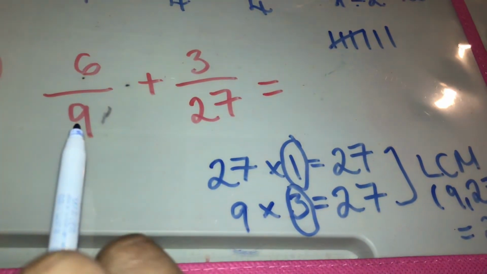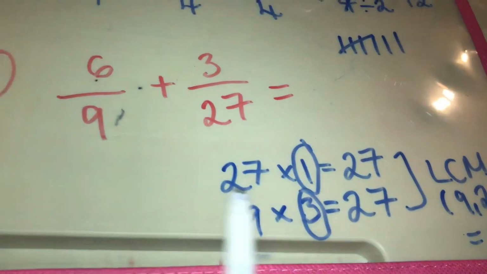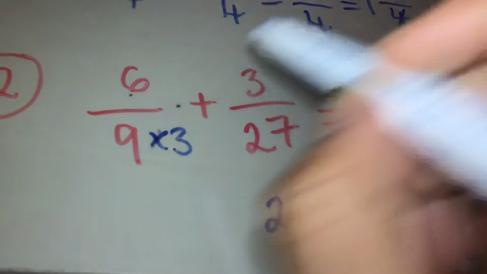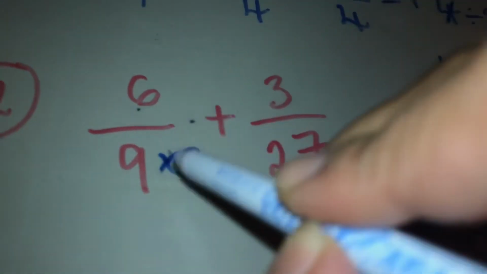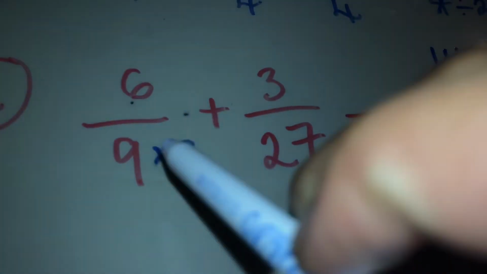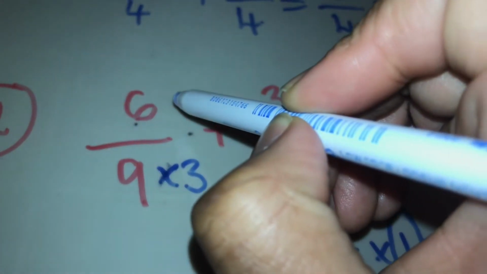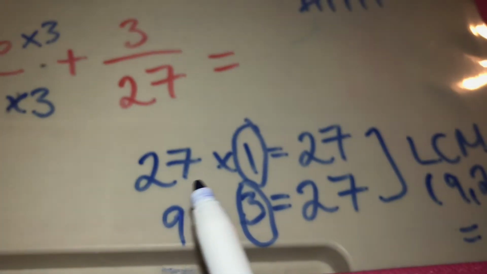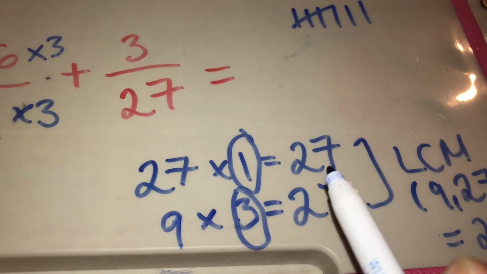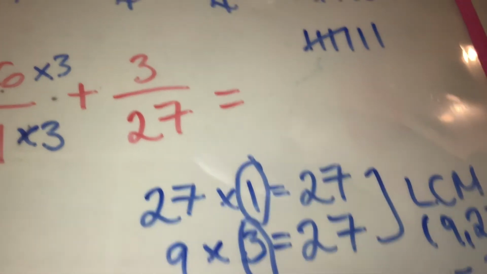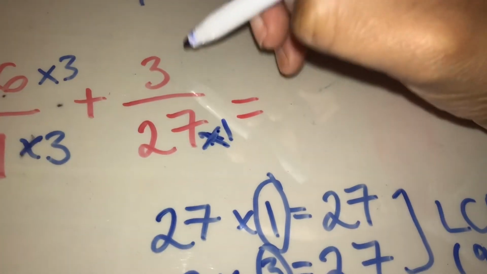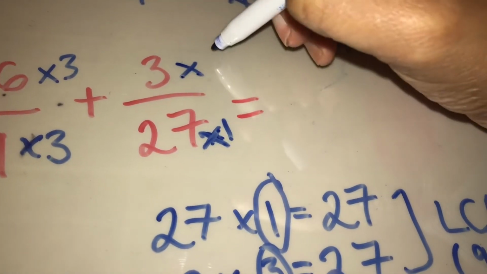Okay, so what do we say? So to get 27 here, we did 9 times 3. So 9 times 3, 27. And then on the top, 6, we're going to have to do the same thing. Whatever we do to the bottom, we do to the top. So 6 times 3. The next one now, 27. So what did we do to make 27? We times it by 1. So times the denominator by 1, and then we're going to times the top also by 1.